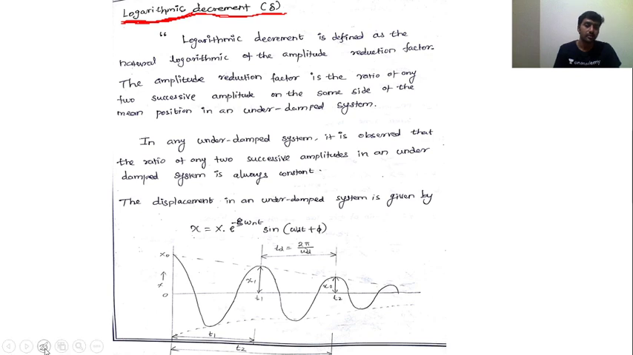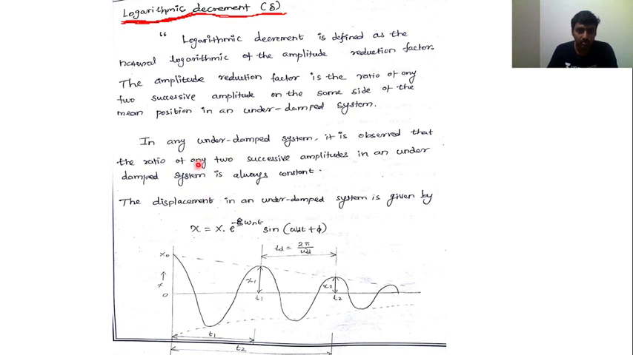Yes, the logarithmic decrement. First, I am reading the first three paragraph important definitions one by one. Listen to it carefully. Logarithmic decrement is defined as the natural logarithm of the amplitude reduction factor. So this definition itself, you may not understand anything. Okay, I will explain it. Wait a minute. Logarithmic decrement is called the natural logarithm.